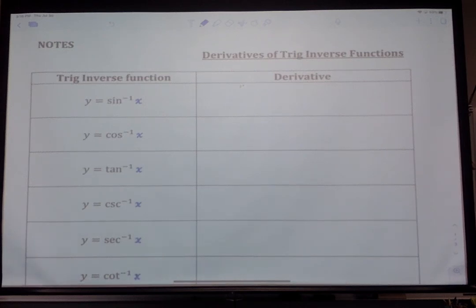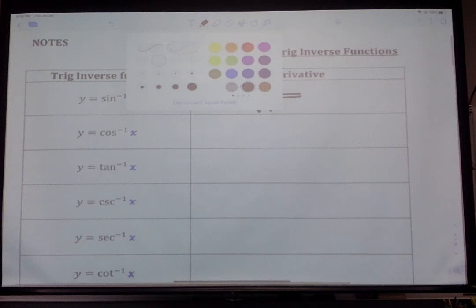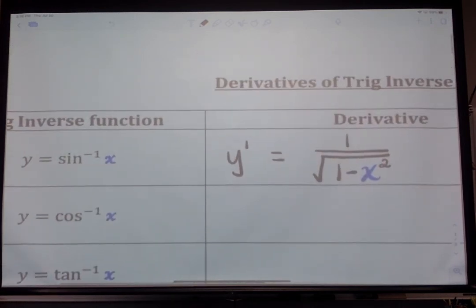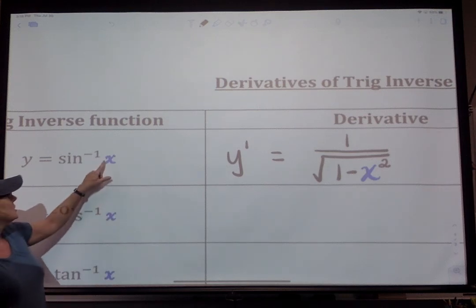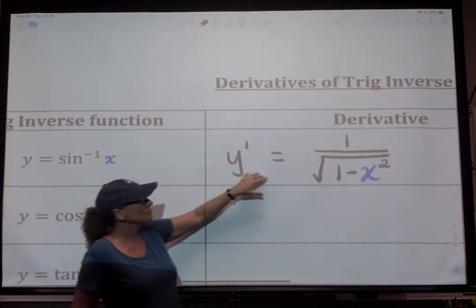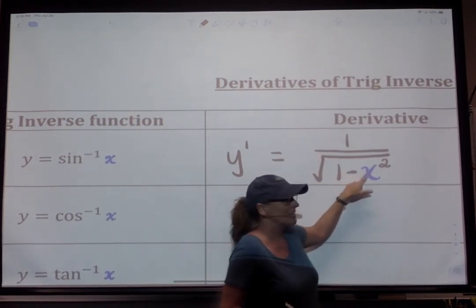So, here we go. Sine inverse. The derivative is 1 over a radical 1 minus whatever that is squared. That's the derivative. So if you're doing the derivative of sine inverse of x, then your derivative is going to be 1 over radical 1 minus x squared.